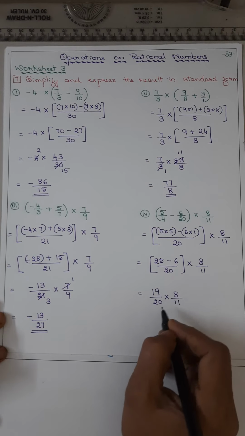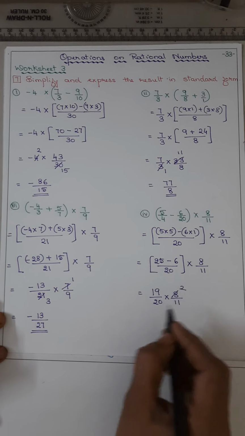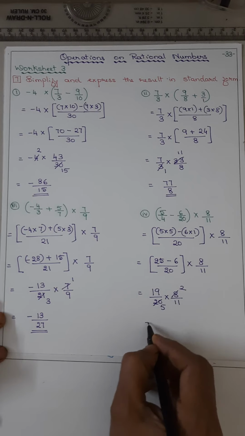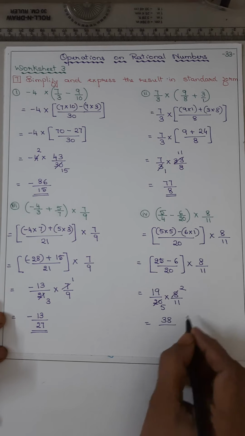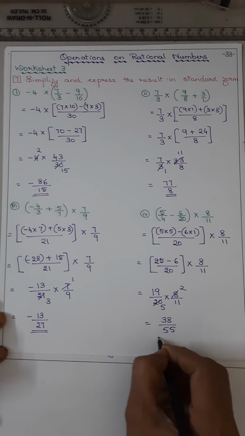Now 8 and 20: 4 2s are 8, 4 5s are 20. 19 2s are 38. 5 11s are 55.